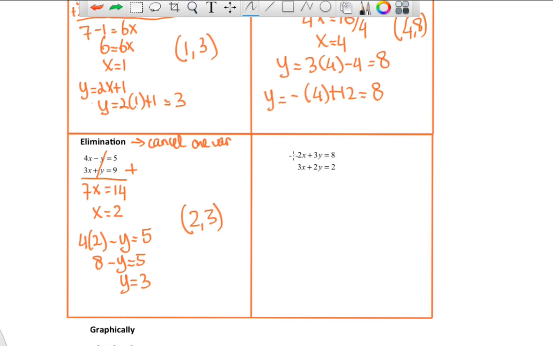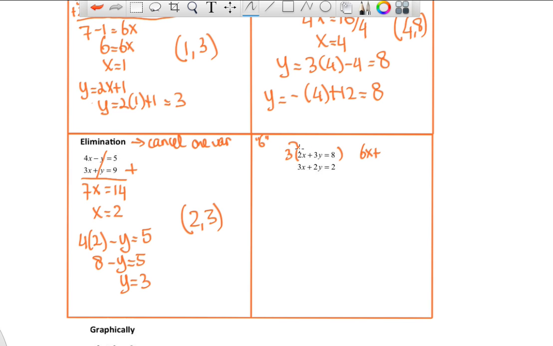So if I'm looking to eliminate the x's now, because I eliminated the y's here. 2x and 3x, the smallest number they have in common is 6. So if I can make those both say 6, which you can, I do 3 times the top one, then make sure you do 3 times all of these parts.